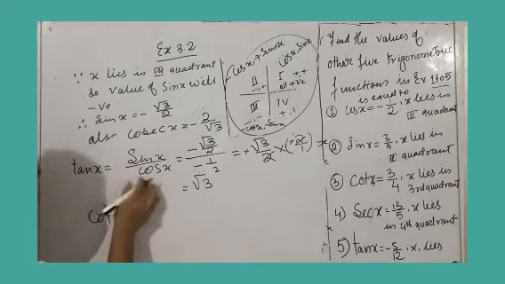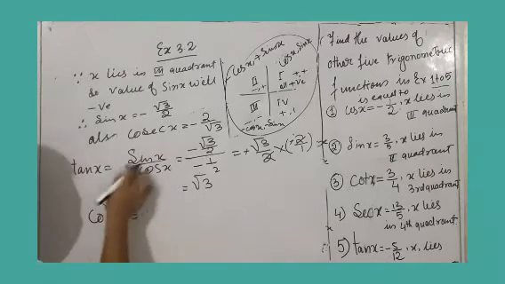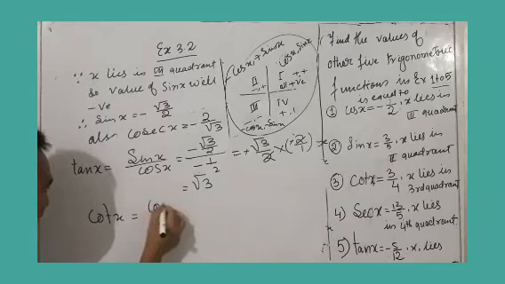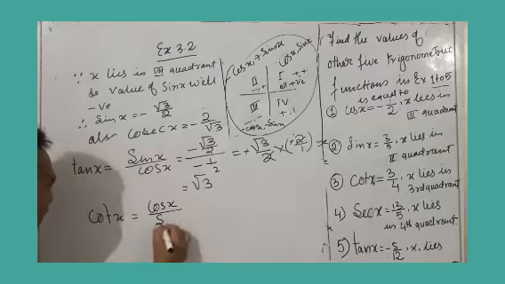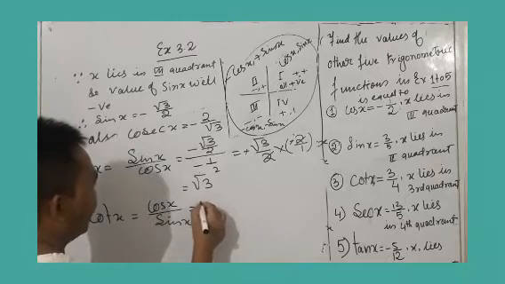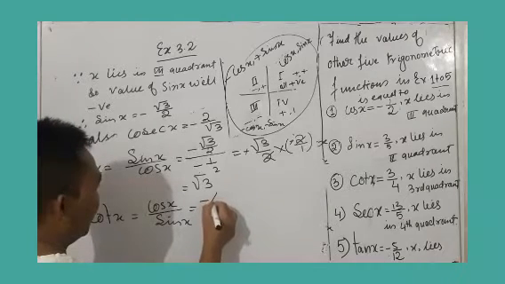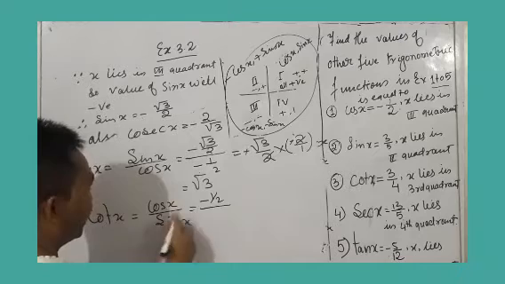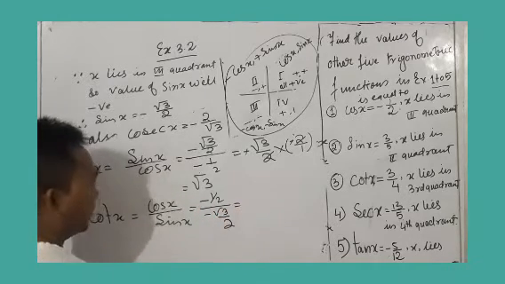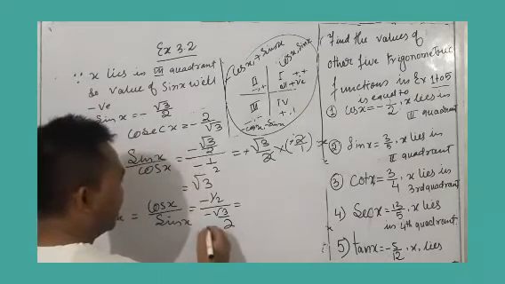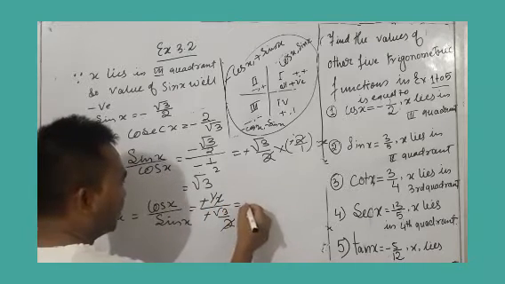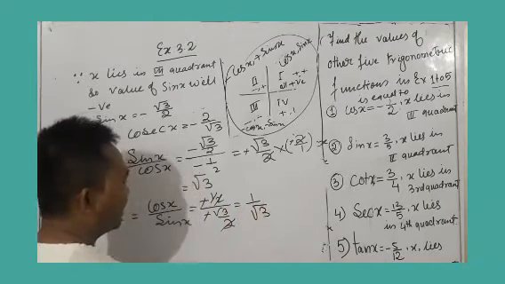So what is cot x? Just the reverse of this. If tan x equals sin x by cos x, then cot x will be the opposite, cos x upon sin x. Cos x will be minus 1 upon 2, and sin x is minus under root of 3 upon 2. Then minus cancels, 2 and 2 cancel, and what is left is 1 by under root of 3.